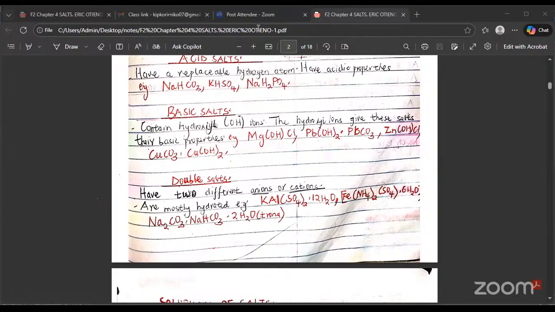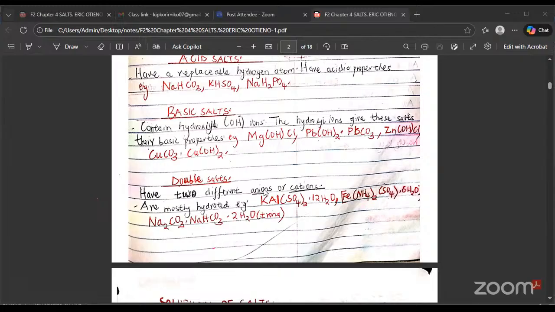Now, a double salt is the easiest name. Most of the time, especially when you are in Form 3 work, while we will be talking about the solubility or reactions of tests for cations and anions, I will never say double salts in that place. I'll say what we call complex salts. We'll be having complex salts, and these are salts that have two different anions or cations. So these are salts that have different ions.